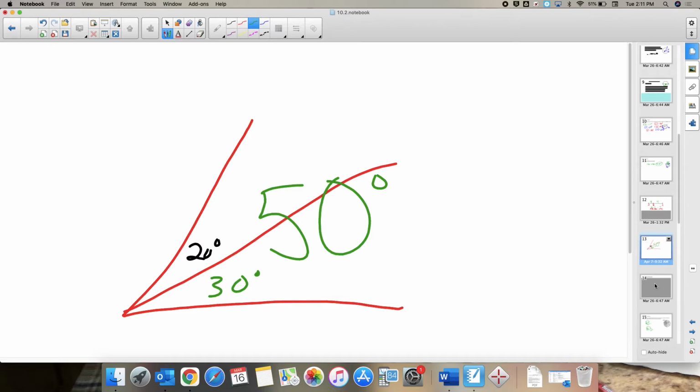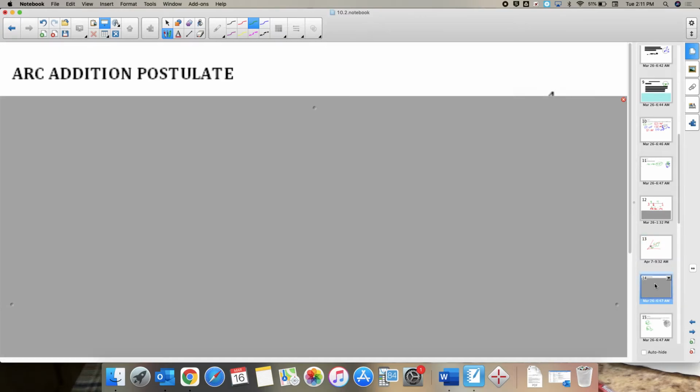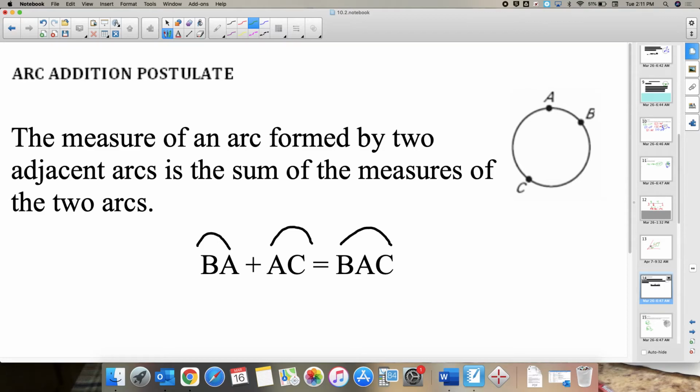That was known as angle addition. Well, now we have another. It is known as arc addition. The measure of an arc formed by two adjacent arcs is the sum of the measures of the two arcs that make it. So if I look at arc BAC, I can take arc BA plus arc AC to get arc BAC.